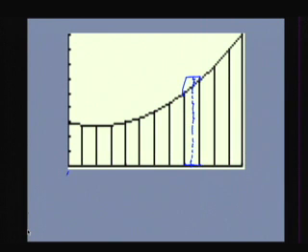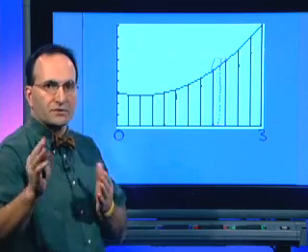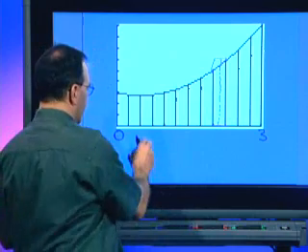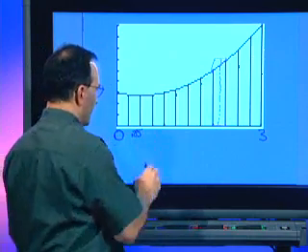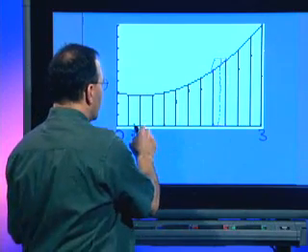Well, once again, we know this went from 0 up to 3. I've divided it into 12 equal sections, or subintervals. So each rectangle is 0.25 wide. And then we can calculate the height of each rectangle by using the original f of x and plugging in the midpoint of each of these rectangles.